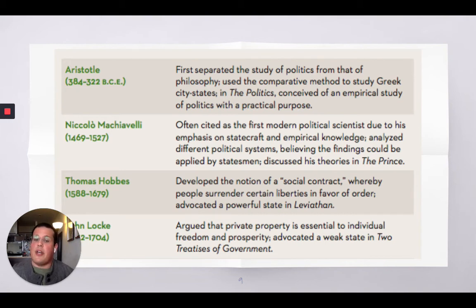Thomas Hobbes is another famous political scientist. We know him from the development of a social contract, where the Leviathan is the symbol for a powerful state that controls society. John Locke is also going to be important. He argued that private property was above everything else, and we needed that private property along with individual freedoms and liberties in order to organize a government. Again, he's also a social contract theorist.